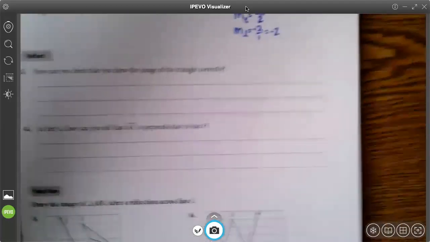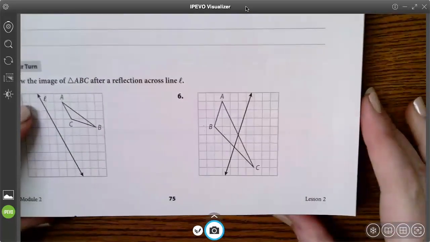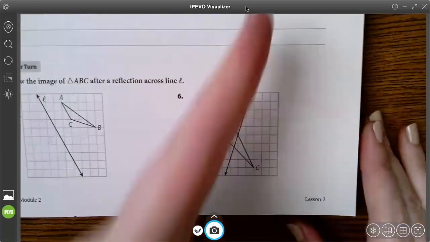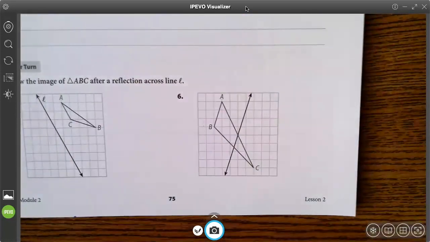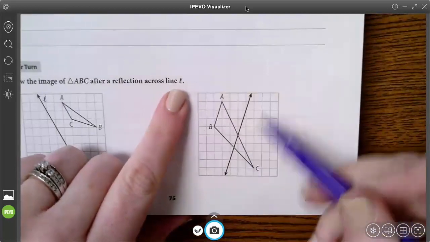Okay, let's do number 6. Number 6 is a little bit different. This is our first one where we have our figure being cut by the line of reflection. The line of reflection goes through our figure. So let's look at the slope of this line. It says that it's line L up here, even though it's not really marked down here.